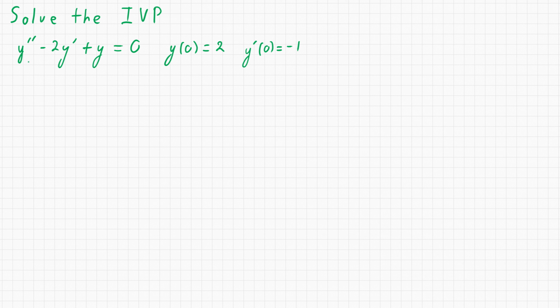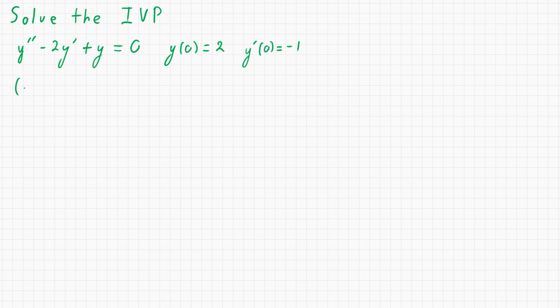Solve the initial value problem. y'' minus 2y' plus y equals 0, y at 0 equals 2, and y' at 0 is equal to negative 1. All right, so same thing as usual. Characteristic polynomial, find the general solution, then solve for c1 and c2 for the initial conditions.